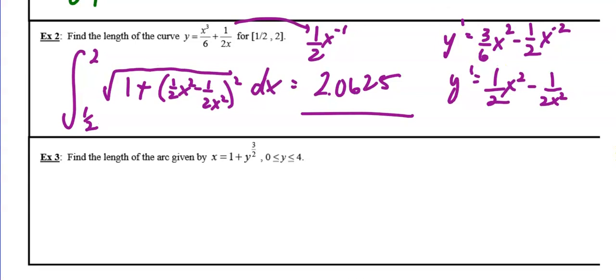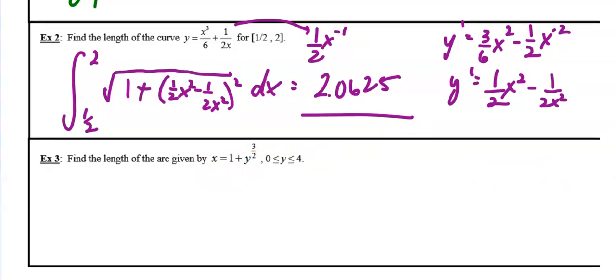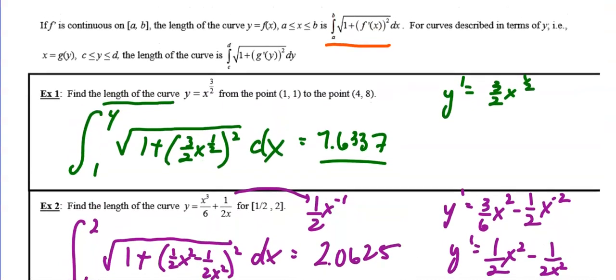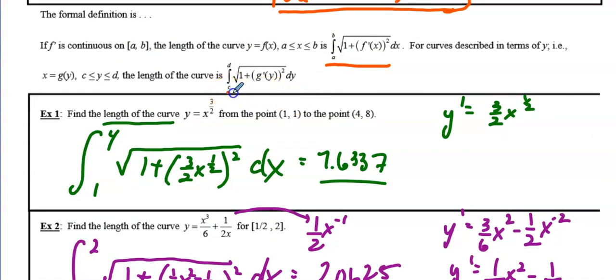Cannot make it more challenging than this. Find the arc length given by the function x is equal to 1 plus y to the 3/2 power on the interval from 0 to 4. Well, up here in our definition of arc length, we're going to use this one. It's the same problem. Our c and d are going to represent where our y values are, and it's going to be another derivative, now with respect to y, because all of this is with respect to y.